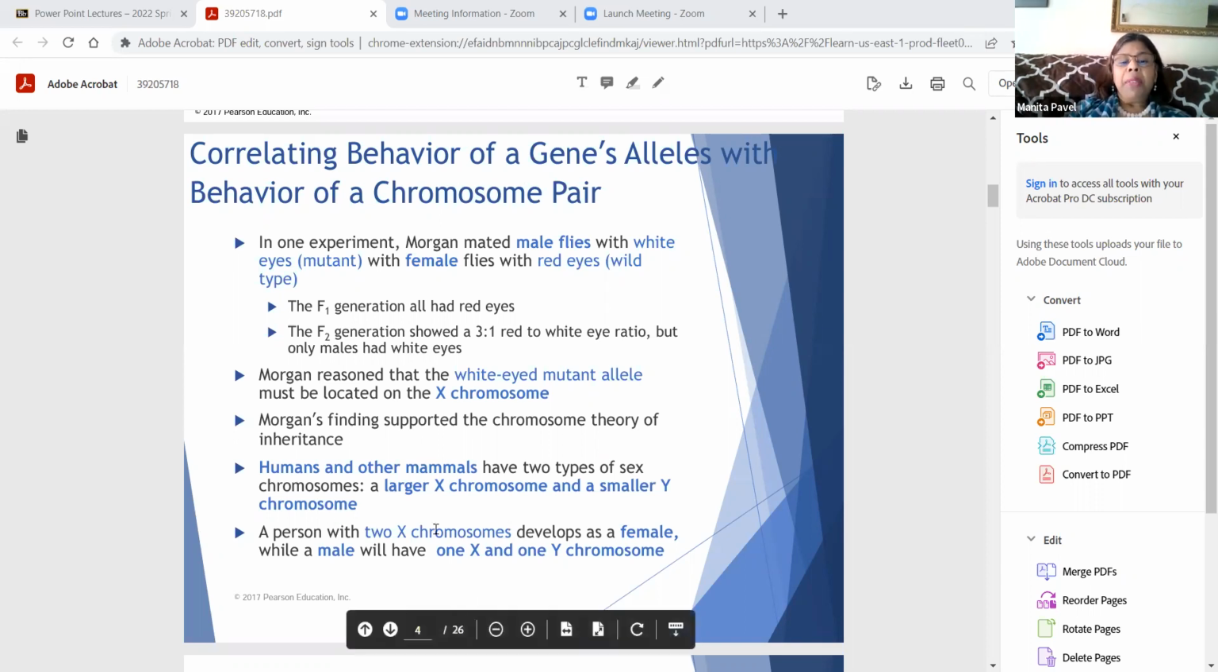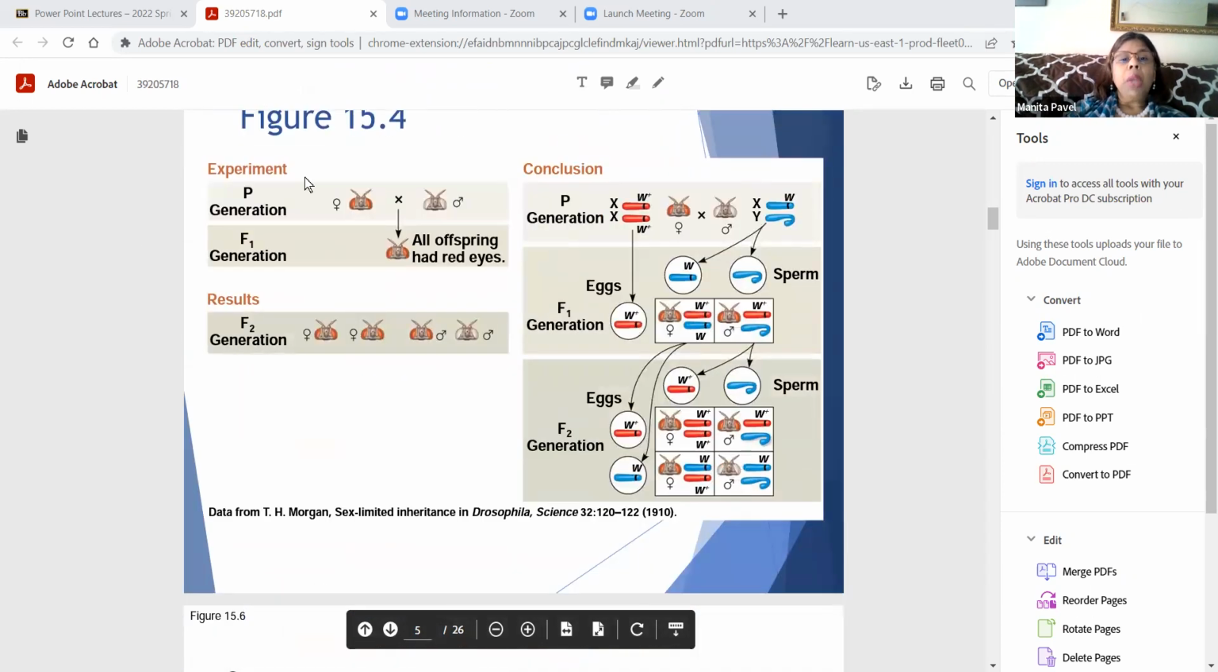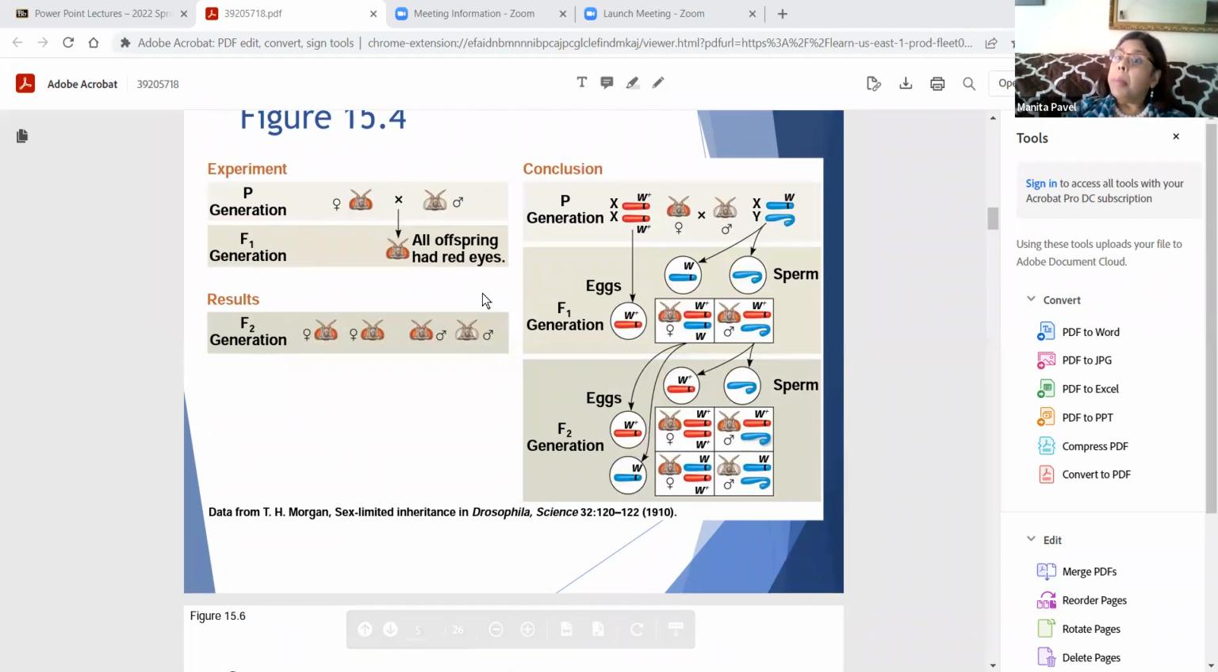So we see here that always the Y chromosome in humans determines the male sex, and it is shorter than the X chromosome. Our X chromosomes are always longer. And so this is the test cross that Morgan carried out. I encourage you to practice this cross.